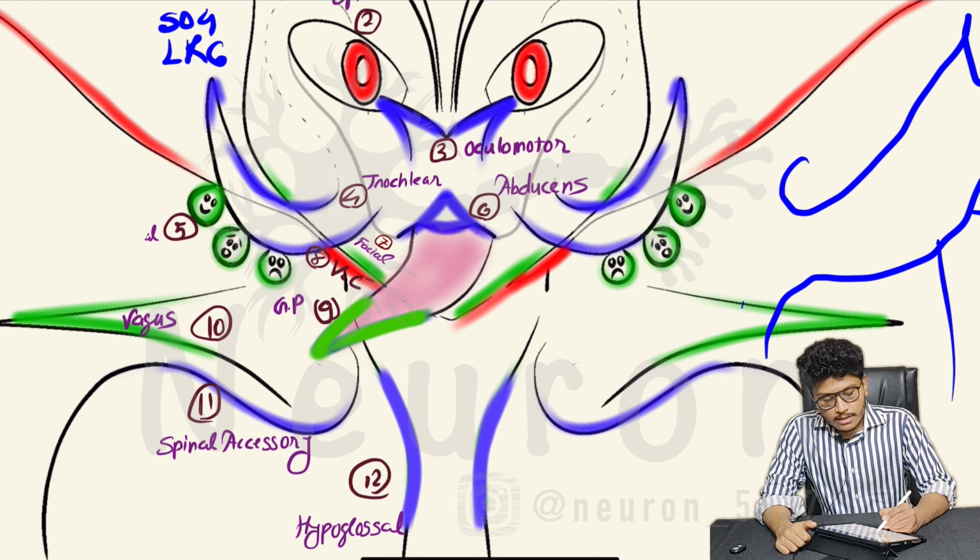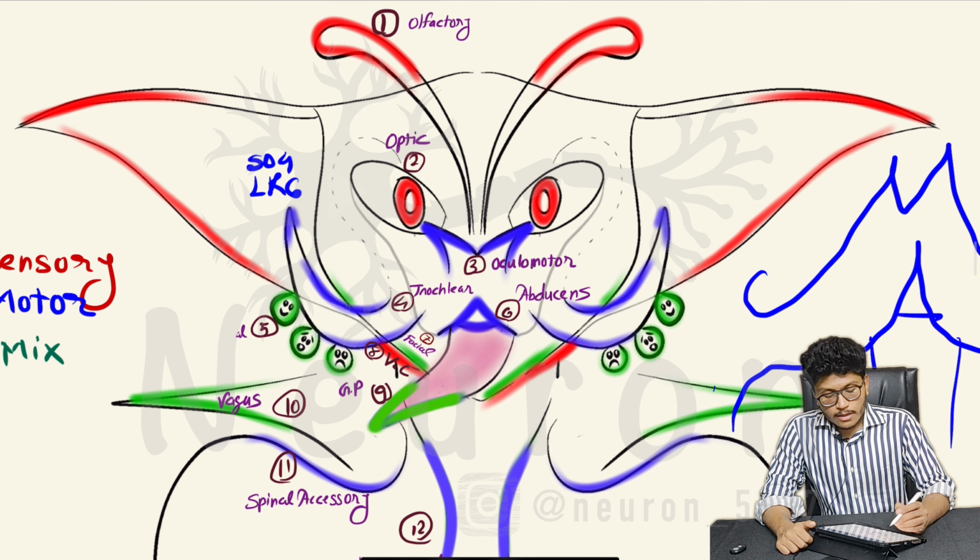Now let's move to the seventh cranial nerve. The seventh cranial nerve is the facial nerve, and the facial nerve supplies all of the facial muscles plus the sensory supply of the facial area. Now let's move to the eighth nerve. The eighth nerve here is the vestibulocochlear nerve, which helps us hear things.